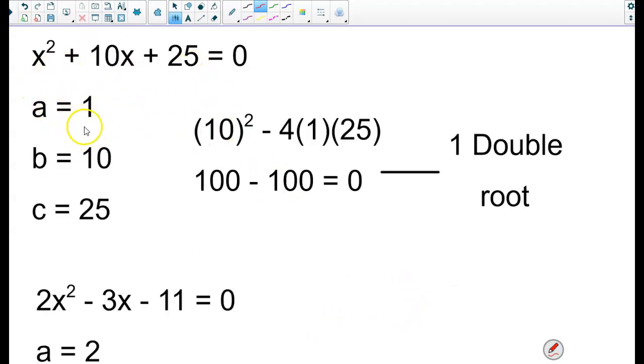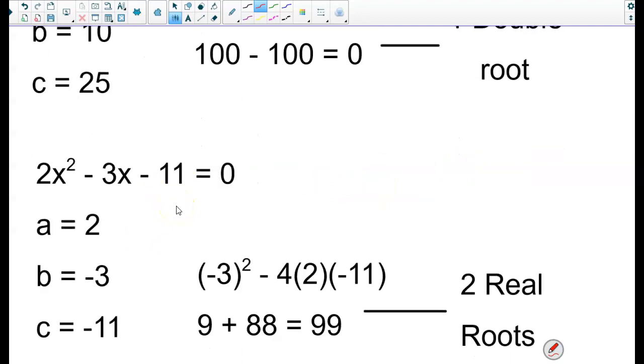Here, my A is 1, my B is 10, my C is 25. 10 squared minus 4 times 1 times 25 is also 100. 100 minus 100 is 0. That's a double root. Okay, that means you basically have one solution.